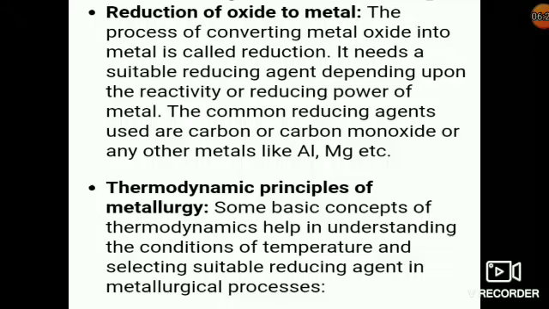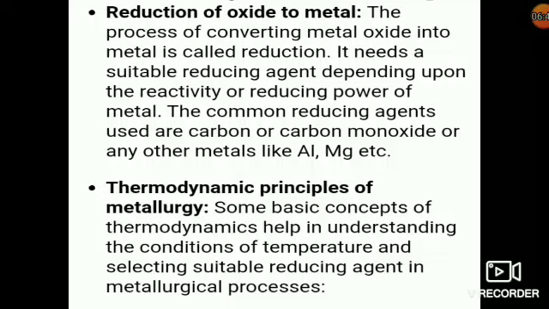Now, before we go for the reduction of metal oxide into metal, we must have some knowledge about the thermodynamic principles of metallurgy, because this is going to help us to carry out the process at a much lower cost and efficiently.